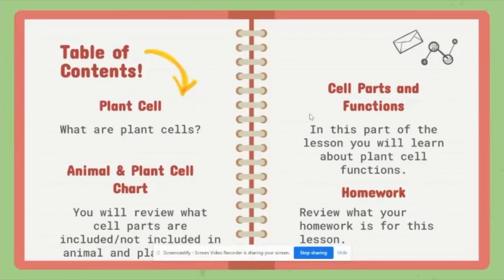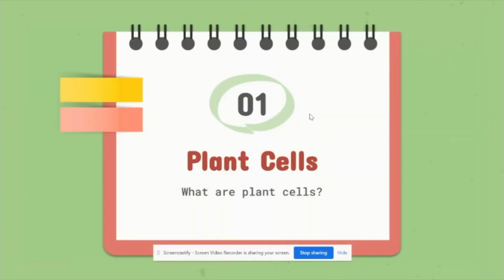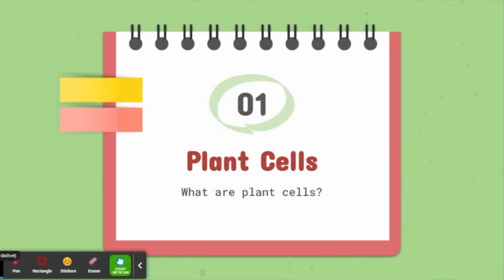Okay, so first we'll talk about what are plant cells. Then we're gonna look at the cell parts and functions. Then we're gonna look at the animal and plant cell comparison chart. Then finally we're gonna discuss what homework is. In the lesson, you will learn what are plant cells.